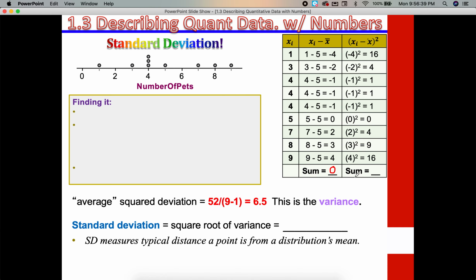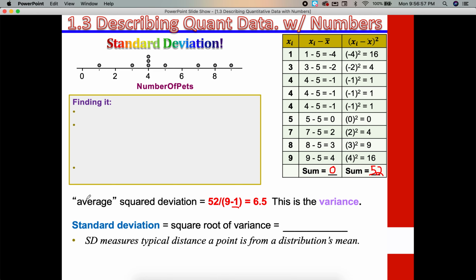This sum ends up being 52. And again, if I am talking about the typical or average distance from the mean, and I have 9 data points, I'd want to divide 52 by 9, which makes this minus 1 in here very odd. But we'll talk about this on the next page.